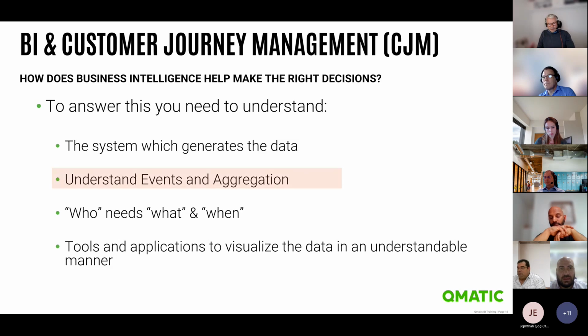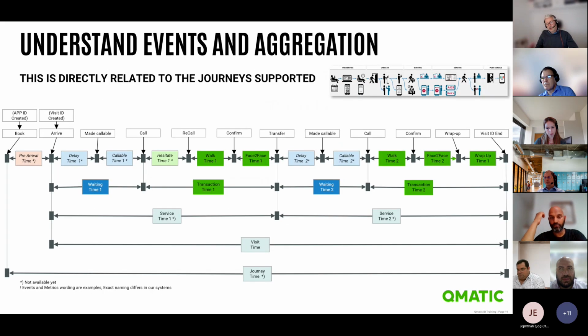So what is the next thing? That is understand events and aggregation. So this is a bit of a story around the data we store itself. And I will come back to this later when I show a real system. And maybe that's even easier to understand than this.